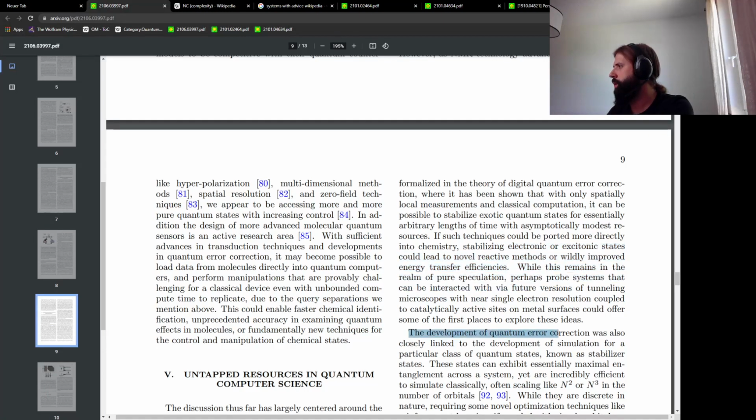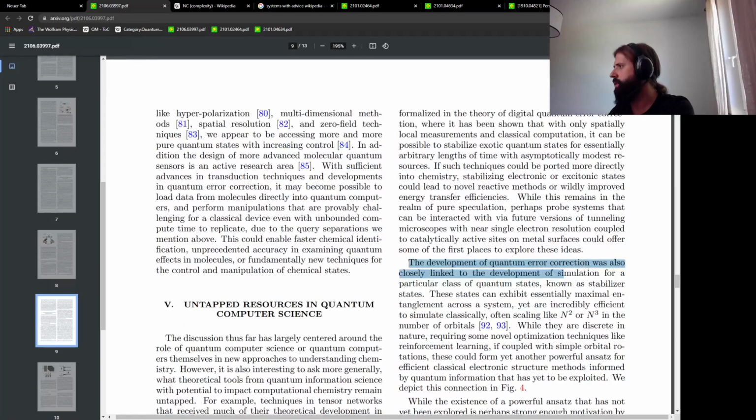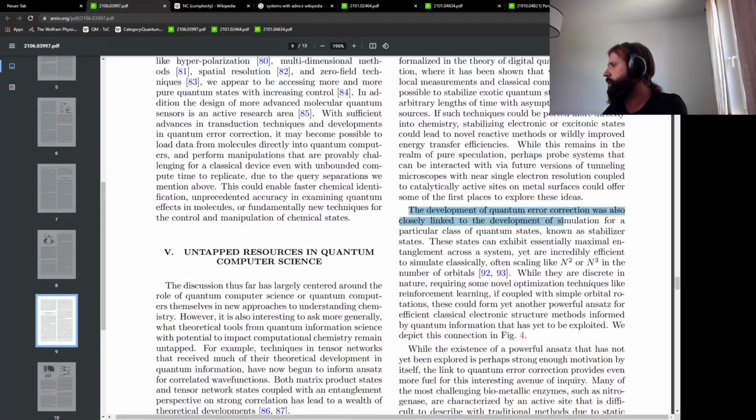The development of quantum error correction, considering the development of simulation for particular kinds of quantum states and stabilized states. The states can exhibit essentially maximal entanglement across the system, yet are incredibly efficient to simulate classically, scaling like n squared or n cubed.